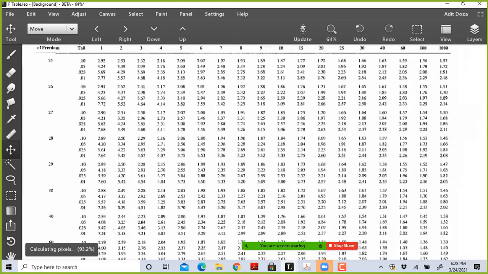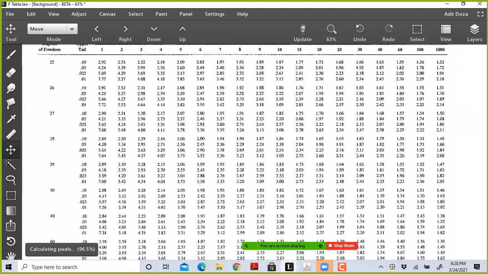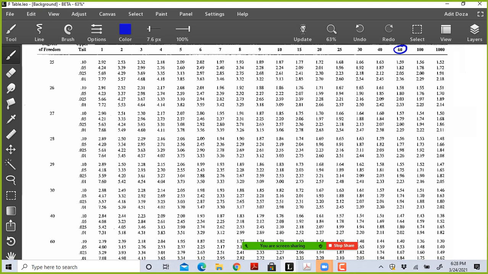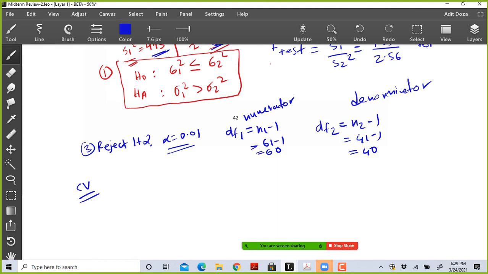So 60 and 40, and the significance is 0.01. So numerator is, let me highlight, 60. Denominator is 40, right? And it should be 0.01. So if we go back here, where it cuts at, can you guys tell me where the 60 and 40 cuts with 0.01 significance level? Manav? 2.02. Okay, so we got the critical value 2.02.